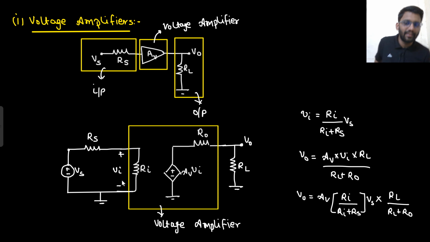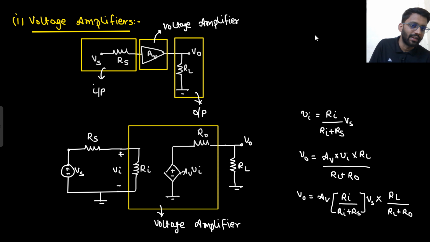If Rin is infinity, that means the complete Vs will be coming across this, and the complete Vs will be amplified by the factor of this AV. If Rin is some value, then what will happen? The Vs will not be coming at the input. Vin would be Rin upon Rin plus Rs. It would be some value, but that value will be lesser than Vs. That's for sure, right?